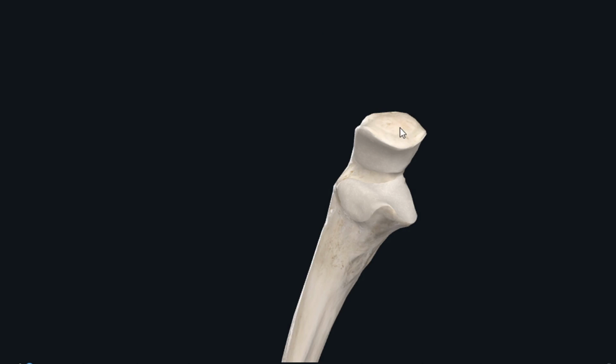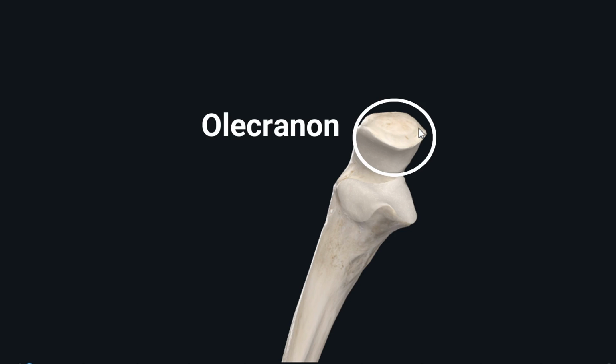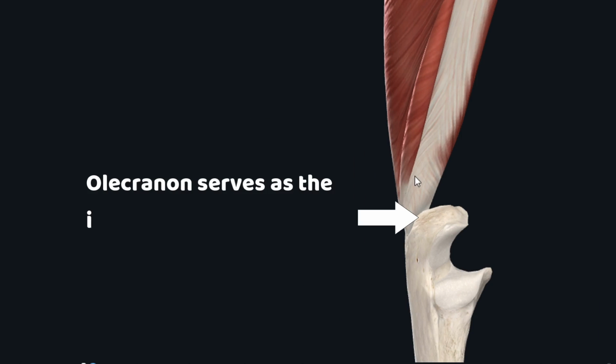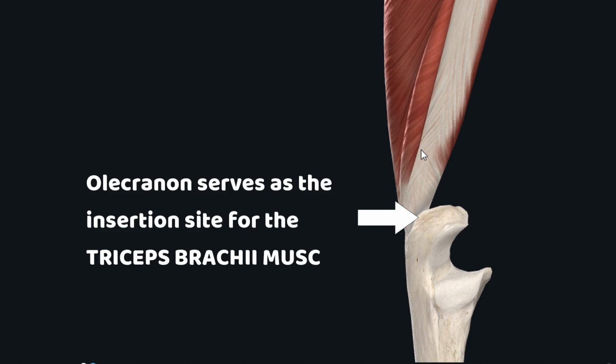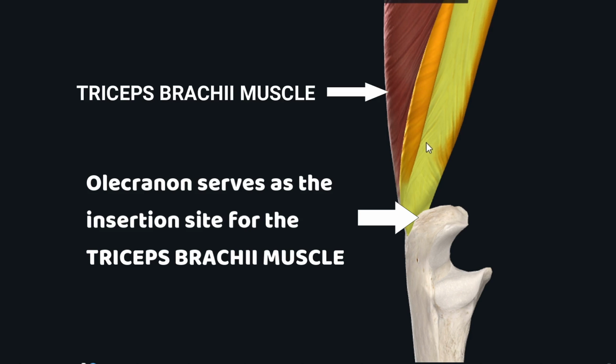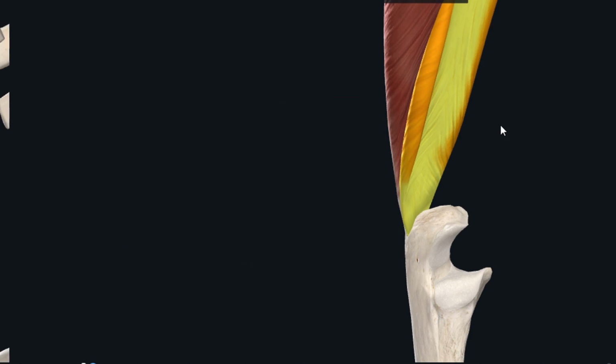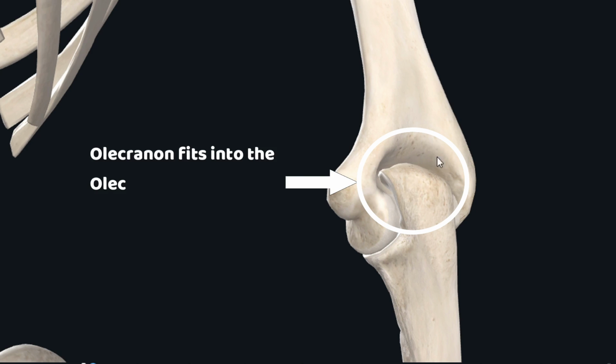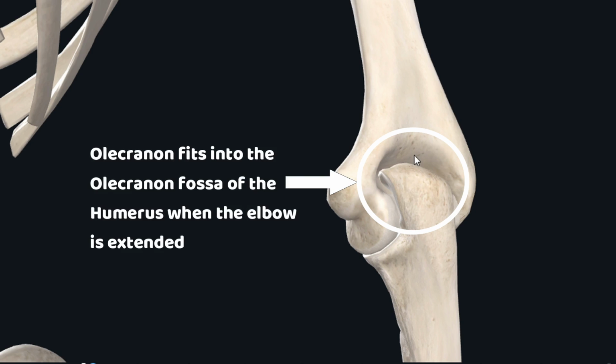So, this easily palpable proximal end of the ulna is the olecranon of the ulna. The olecranon is the insertion site of the triceps brachii muscle. The beak-like tip of the olecranon fits into the olecranon fossa of the humerus when the elbow is extended, as you can see in the model.